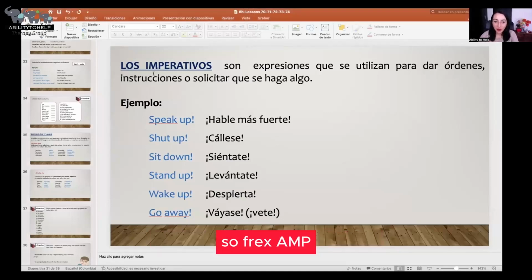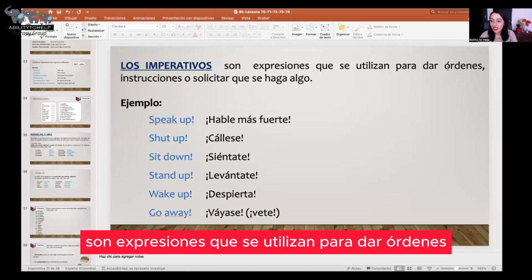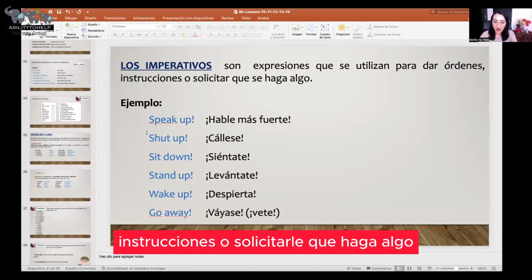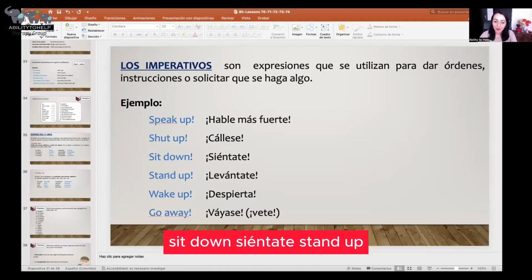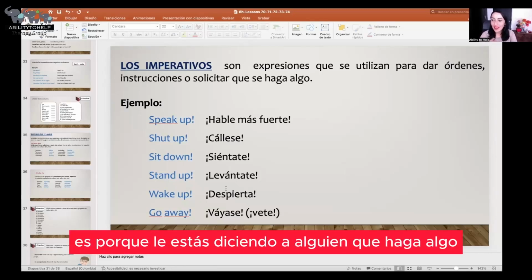So, for example, in Spanish, los imperativos o comandos son expresiones que se utilizan para dar órdenes, para decirle a alguien que haga algo. Instrucciones o solicitarle que haga algo. Speak up, hable más fuerte. Shut up, cállese. Sit down, siéntate. Stand up, levántate. Wake up, despierta. Go away, váyase. Entonces, cuando tú utilizas los comandos, es porque le estás diciendo a alguien que haga algo.